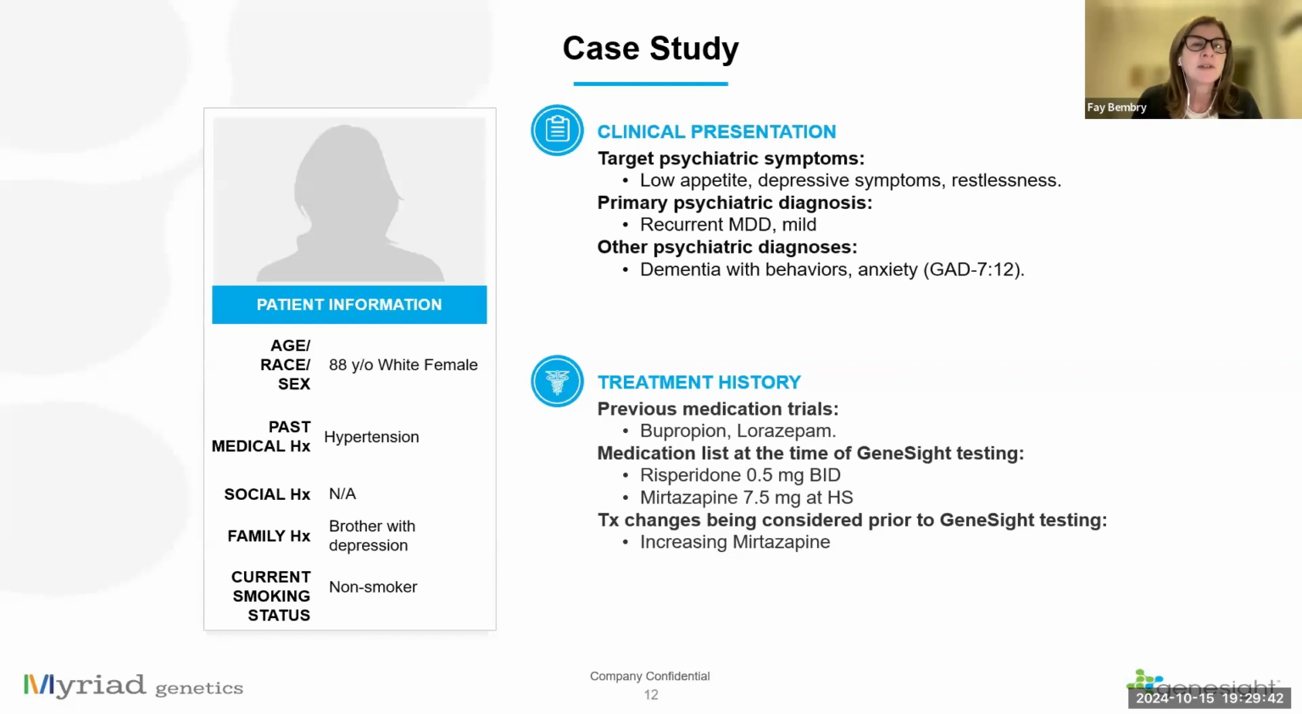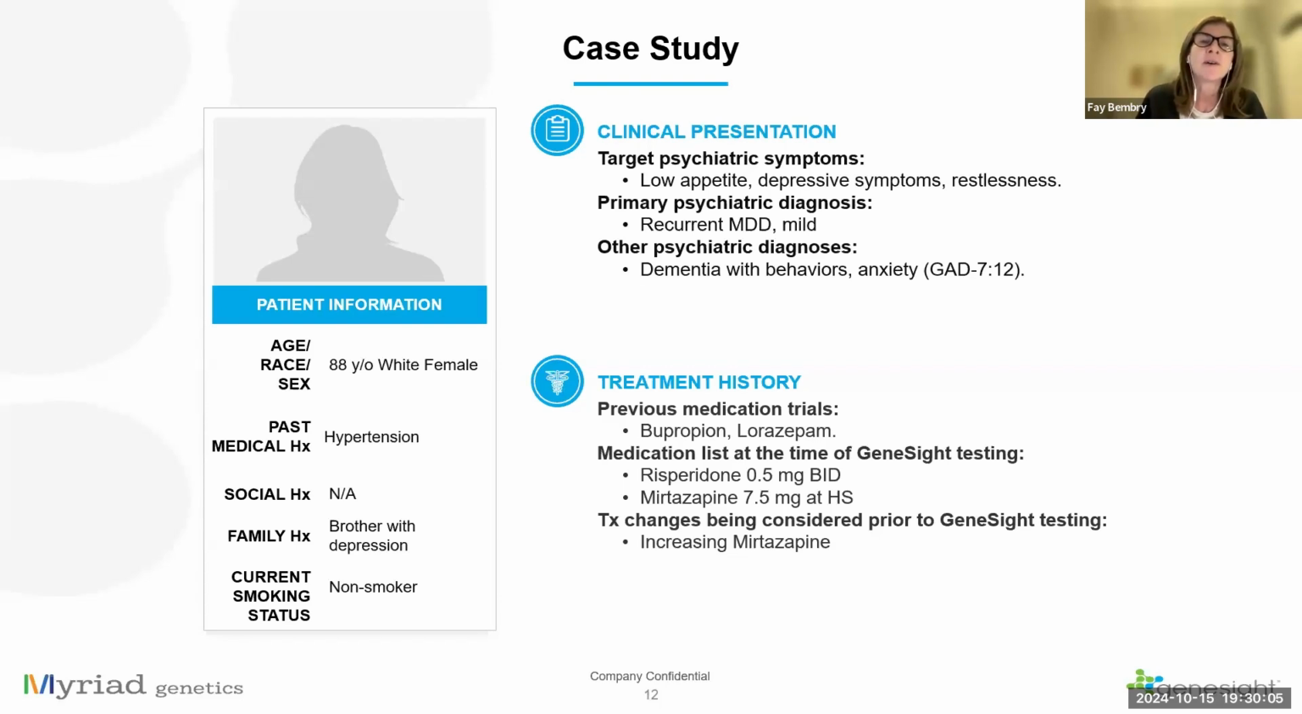So this particular lady is an 88-year-old white female. She did have a past history of hypertension. She had some other comorbidities like arthritis, things like that. She was living in an assisted living facility, did have some family history of depression. She was not a smoker.